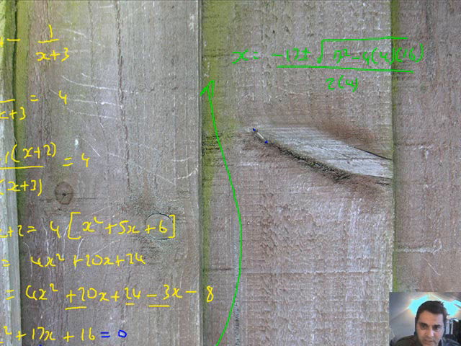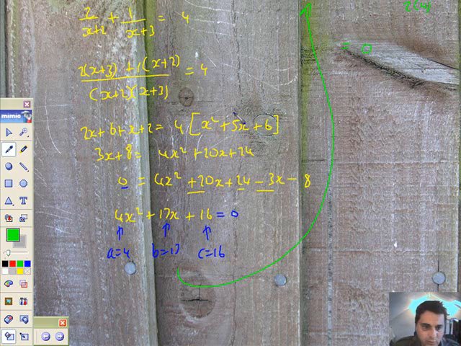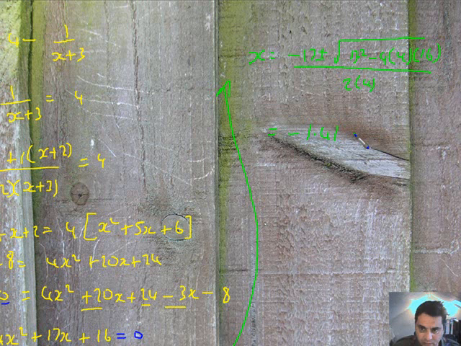Now, trust me on this one, we get 2 answers. We'll get an answer of x equals minus 1.41, or x equals minus 2.84. I know these answers are right because I've prepped it before.